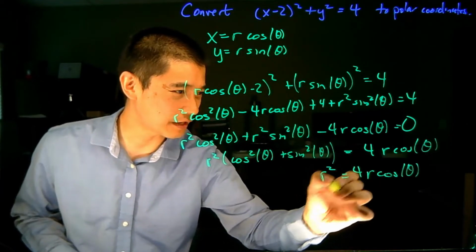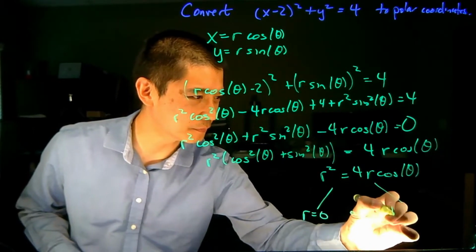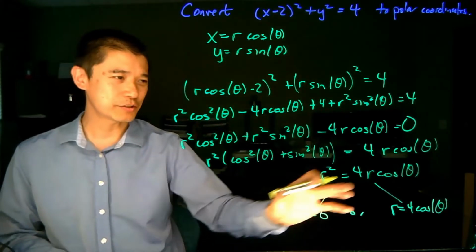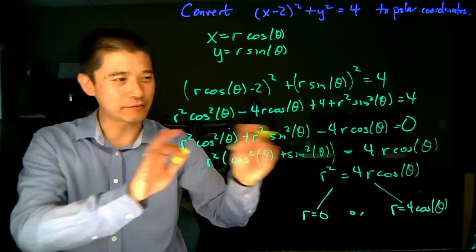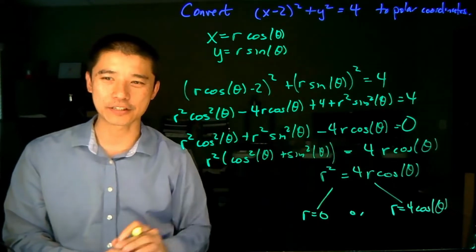And so you either get r is equal to 0, or r is equal to 4 cosine theta. Now, strictly speaking, you would have to move this over, factor out the r, and use the zero product property to see this. Or, with experience, you can just jump to it straight here.